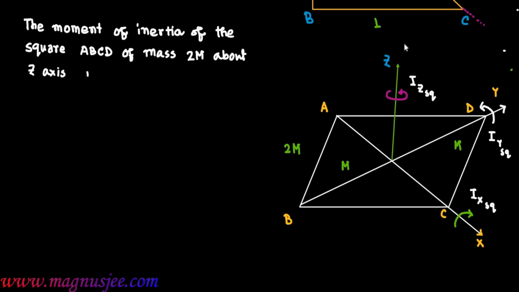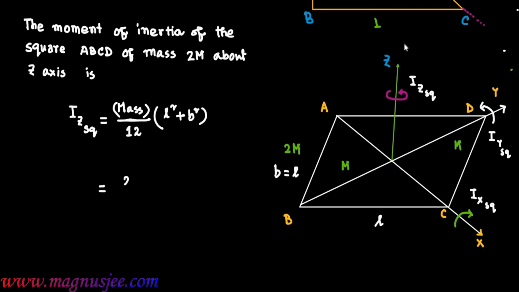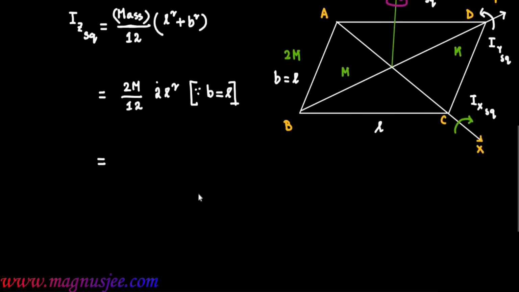The moment of inertia of the square lamina ABCD of mass 2m about the z-axis, which is perpendicular to the plane of the square, is I_Z,SQ equal to mass of the lamina divided by 12 into the square of length plus the square of breadth. Here breadth is equal to L and length is also L. So that is 2m by 12 into 2L square, which gives mL square by 3.